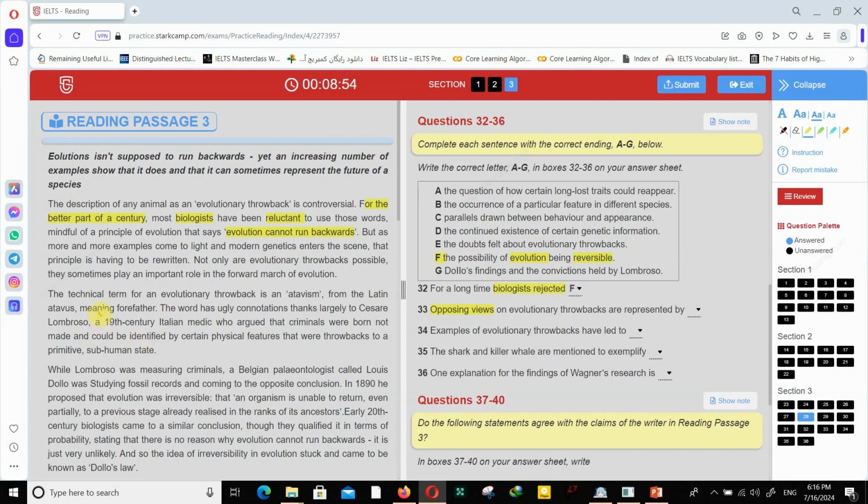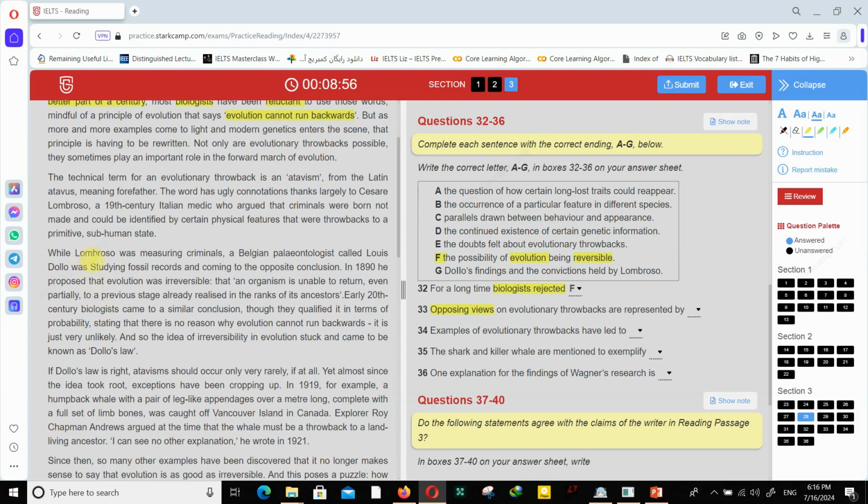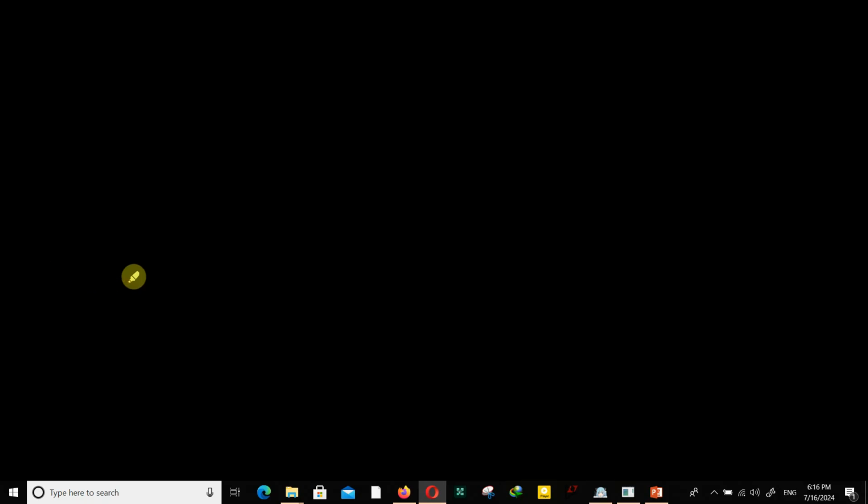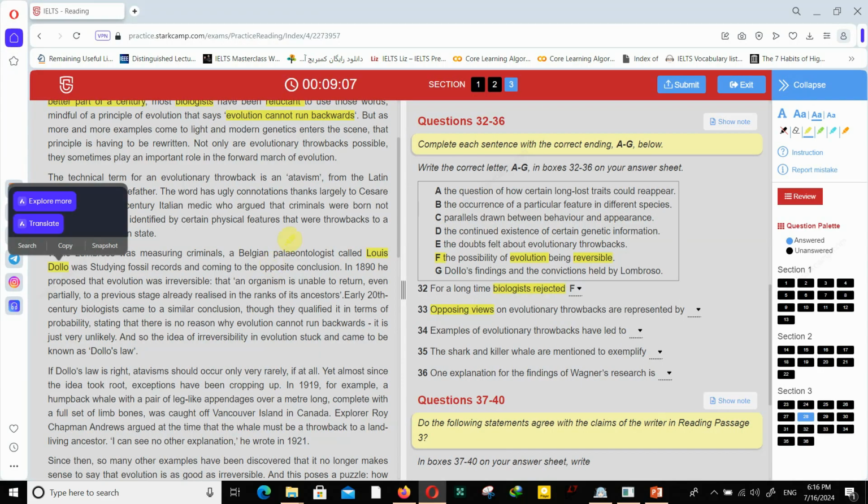Nothing here, actually. While Lombroso was measuring criminals, a Belgian paleontologist called Luis Dollo, okay, ring a bell, Luis Dollo, was studying fossil records and coming to the opposite conclusion. Opposite views, opposite conclusion. Be careful.